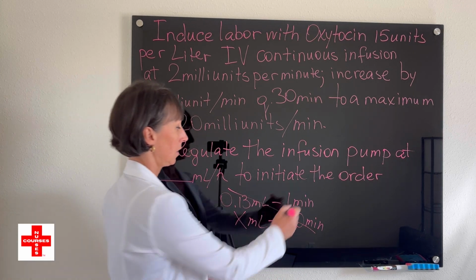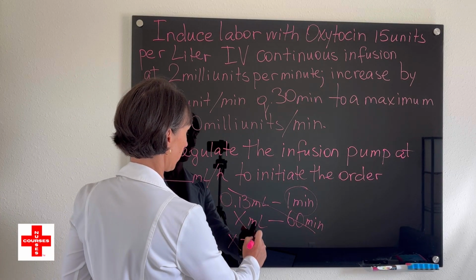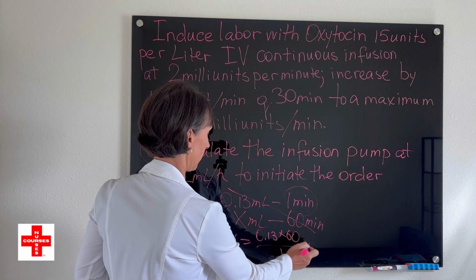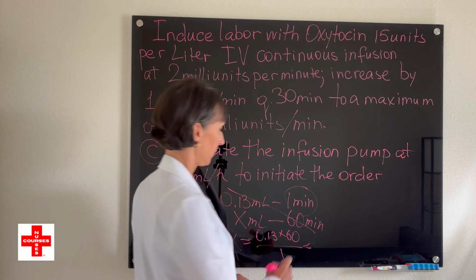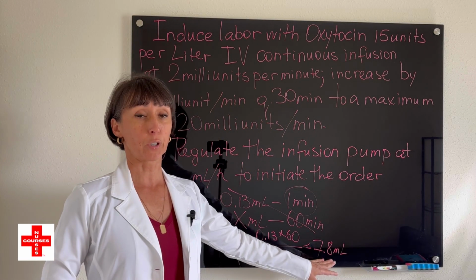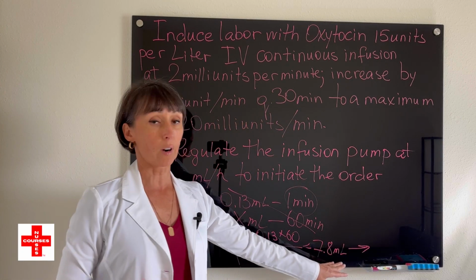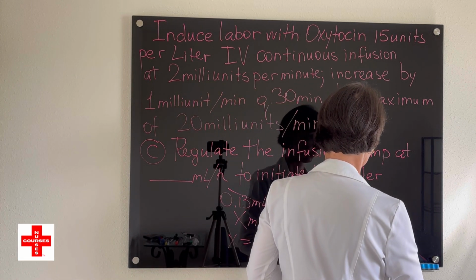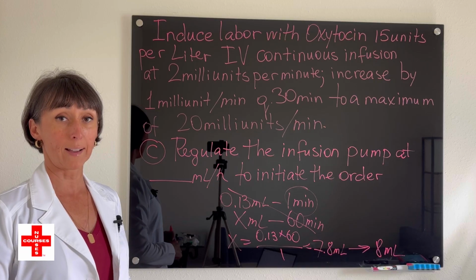Multiply on diagonal and divide by the third number. 0.13 times 60 divided by 1 is 7.8 milliliters are going to go over 1 hour. I'm going to go ahead and round it to the nearest whole milliliter. 8 milliliters are going to go over 1 hour.